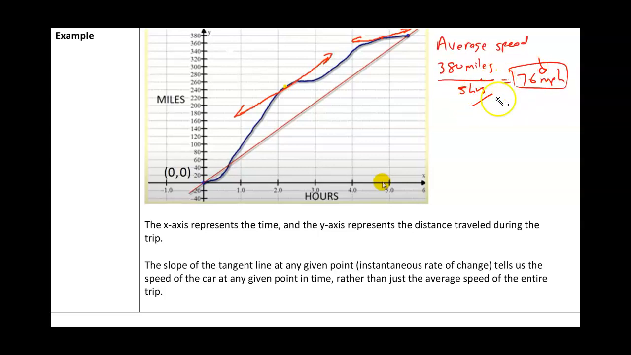So the average speed here, if you're going 380 miles in, let's go with 5 hours. I know it's not exactly 5, but let's just approximate to 5. It's about 76 miles per hour. However, if you want to know the speed, not the average speed, but the speed at this point in time, that's where the slope of the tangent line comes in.